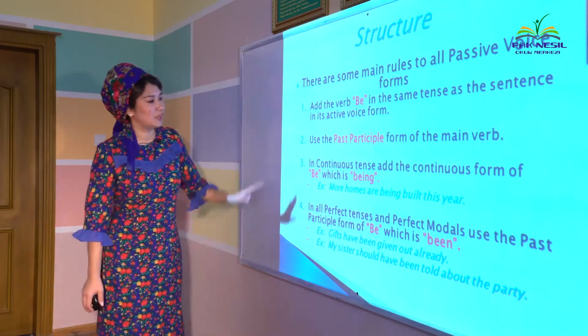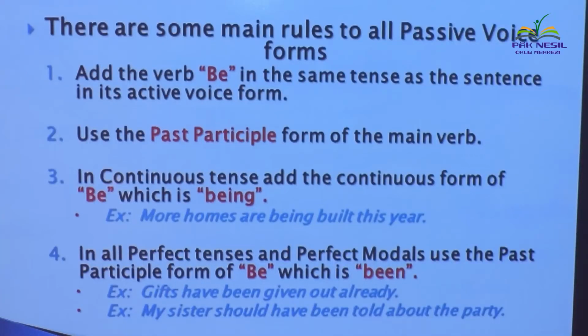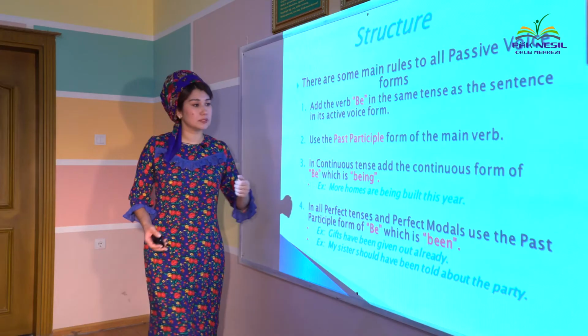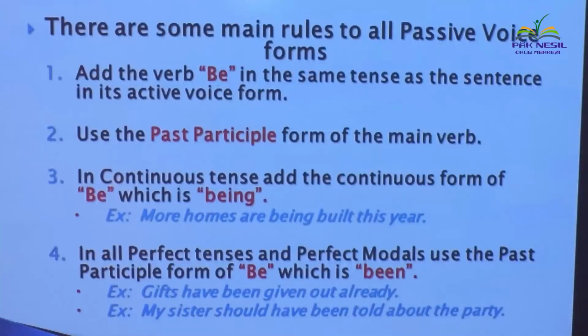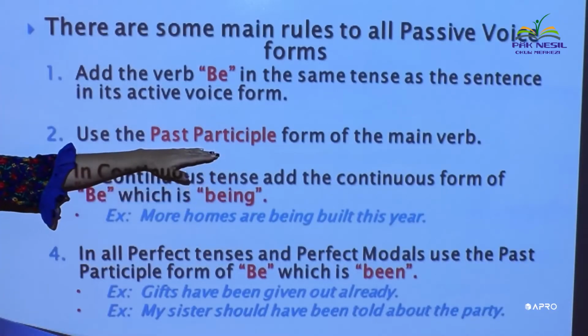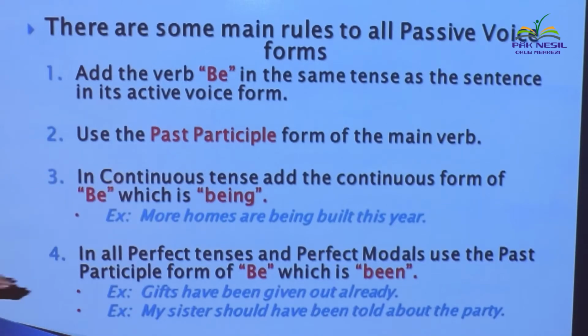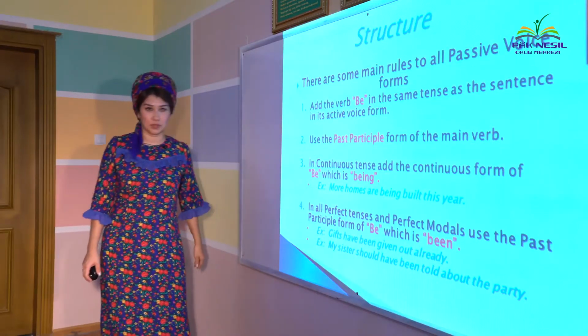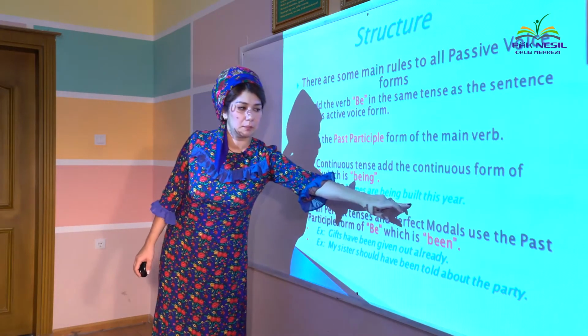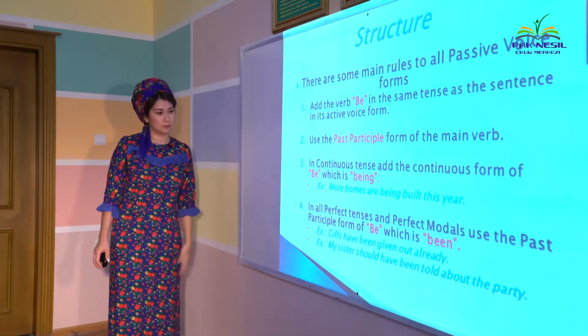Good. In continuous tenses, you should add the continuous form of the verb be. What ending do we have in continuous forms? Of course, ing, and that is being. Again, you should use being and the past participle form. For example, more homes are being built this year. This is present continuous tense, but in passive voice, not active. You see here being and built, in the third form, the past participle.